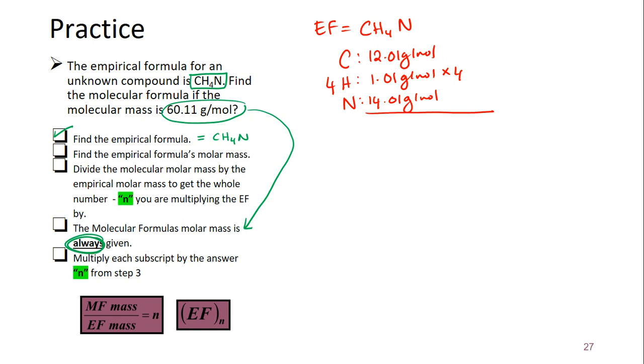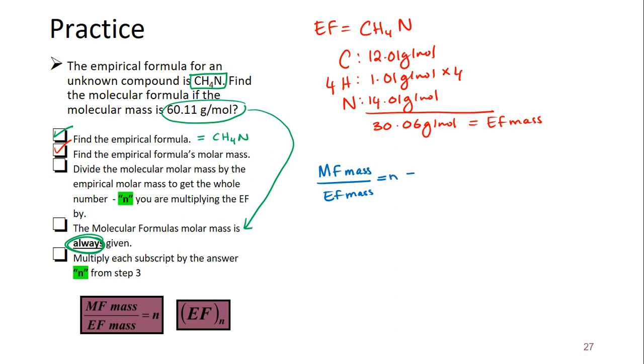So let me add that up. 12.01 plus 4.04 plus 14.01. That gives me a molar mass of 30.06 grams per mole. That is the EF mass. Okay, now divide the molecular molar mass that's been given to you, that's this one, 60.11, by the empirical molar mass. So MF mass divided by EF mass is equal to N.